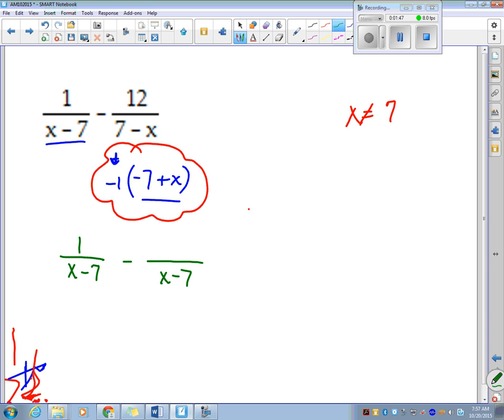Now here's the tricky part. Can I put that -1 in the numerator without changing the problem? So this -1 down here, I'm going to move it up to the top because that makes the problem easier, right? And remember, when you have -3 over 5, that's the same as 3 over -5. Those are all the same thing, right?